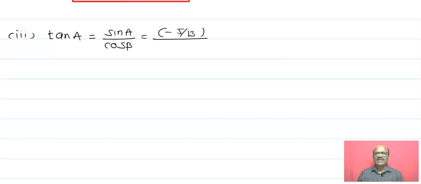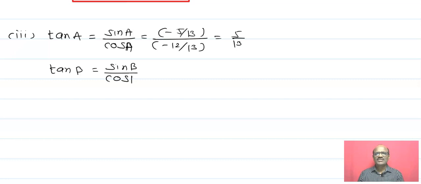sin A upon, there must be the cos A. I made a mistake there. Sin A upon cos A. Tan of A is equal to sin A upon cos A. By mistake I had done that there. I am changing it. I have changed it. It is cos of A. That is minus 5 upon 13 upon minus 12 upon 13. Overall, you are getting 5 upon 12.